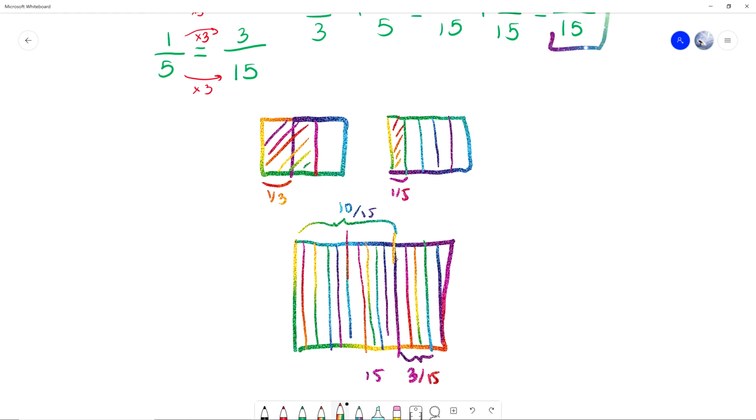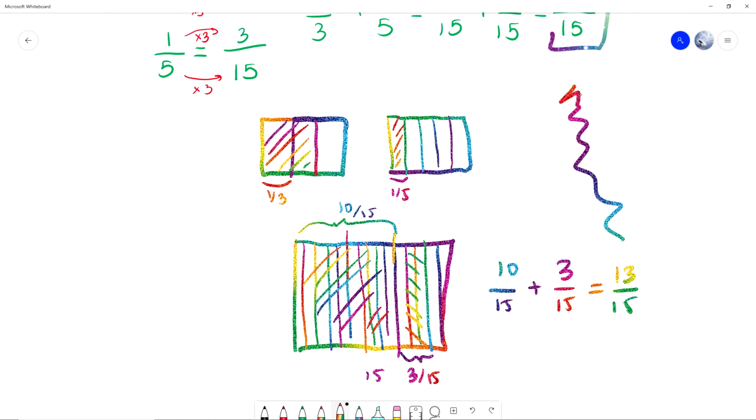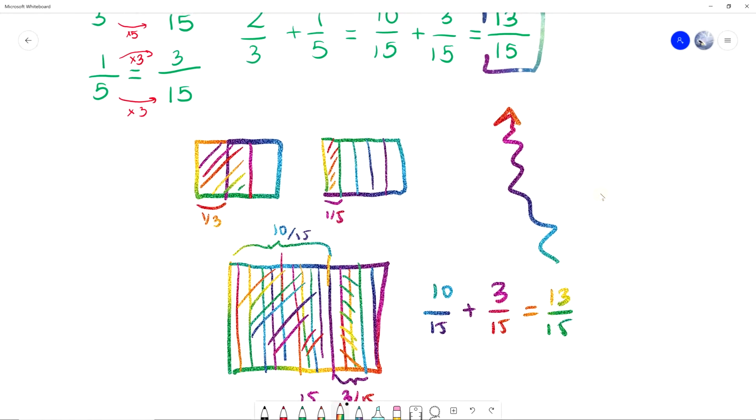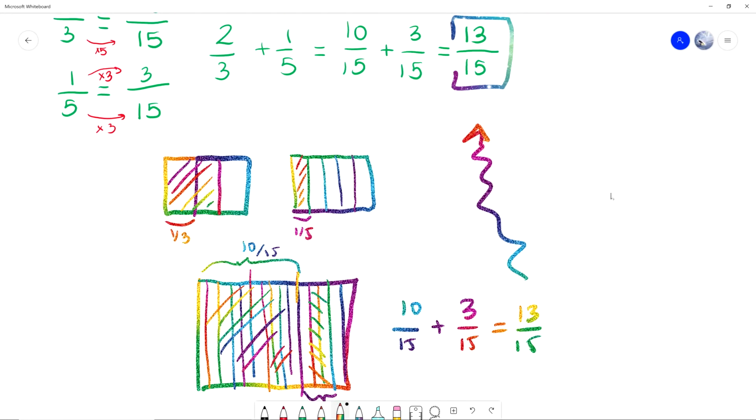So in total, I have 10 15ths and 3 more. And that is in total 10 over 15 plus 3 over 15 is 13 over 15, which is the same answer you got up here. So it's all good. It works out the same way. Does that make sense? Yes, it does.